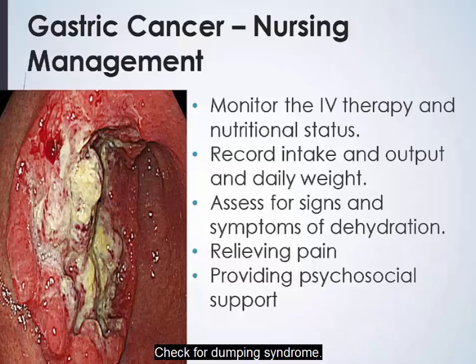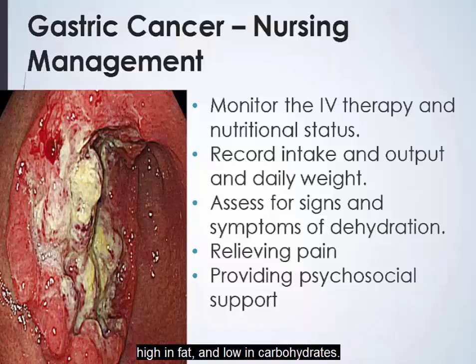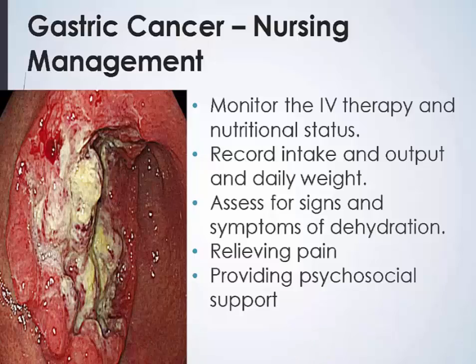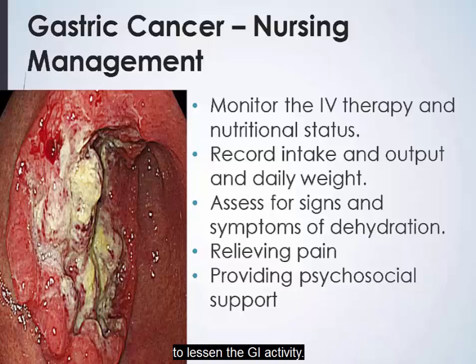Check for dumping syndrome. The patient would need to eat 6 small frequent meals, a diet high in protein, high in fat, and low in carbohydrates. Avoid sugars, milk, chocolate, and salt. They should not drink fluids with meals, but drink between meals. And rest after meals, and possibly take an anticholinergic medication before meals to lessen the GI activity.